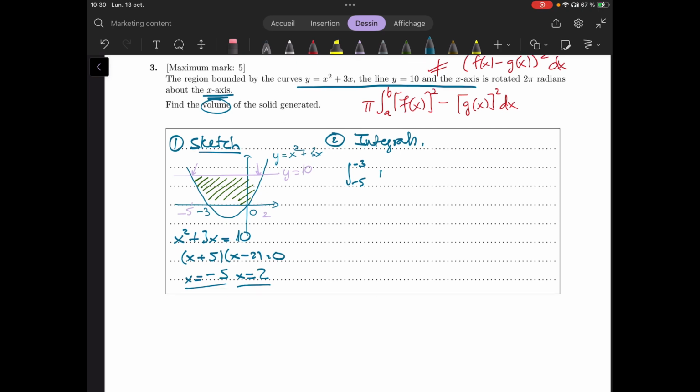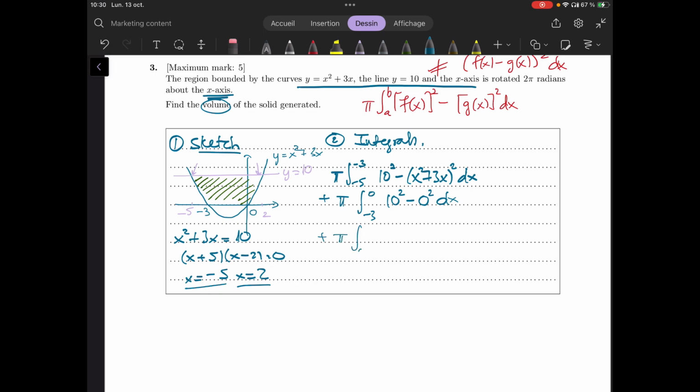What's our upper curve? The upper curve is 10. The lower curve is the parabola. First part done. Second part, the upper curve is y equals 10. The lower curve is the x-axis, or y equals 0.